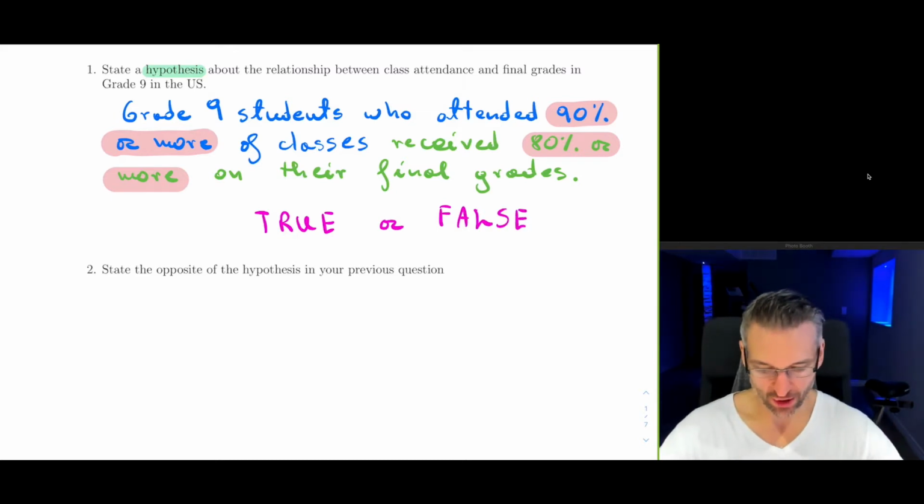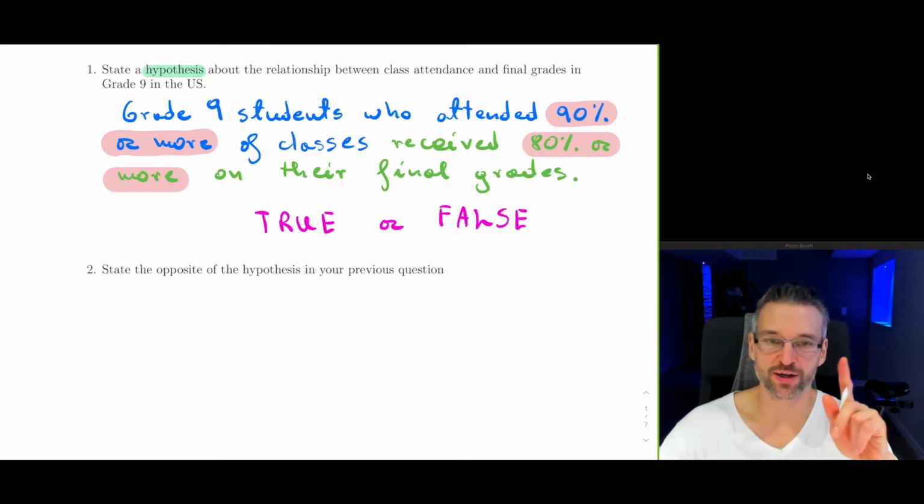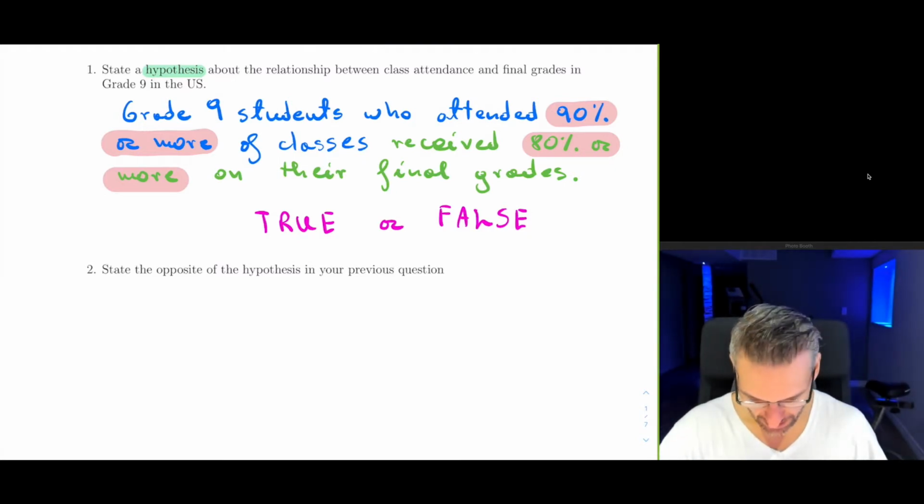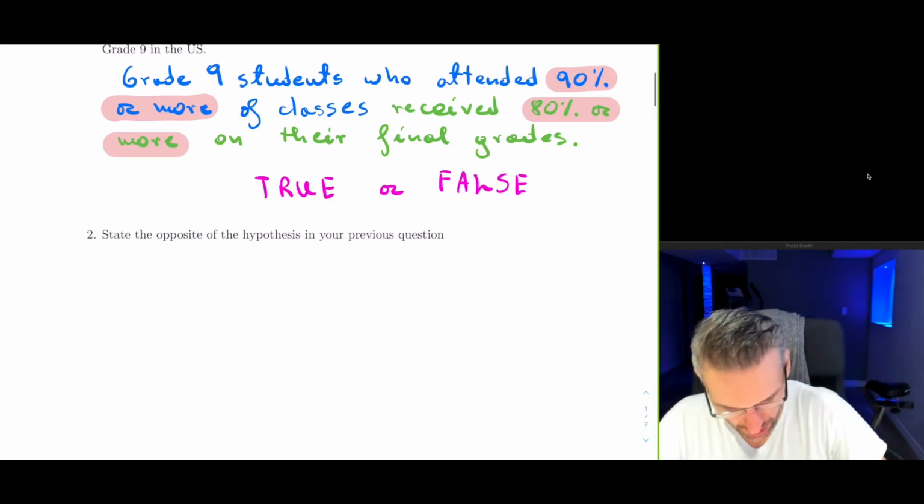So that is the ultimate key. All right, so that's question 1. And now we're going to build on that particular hypothesis. Now, state the opposite of the hypothesis.